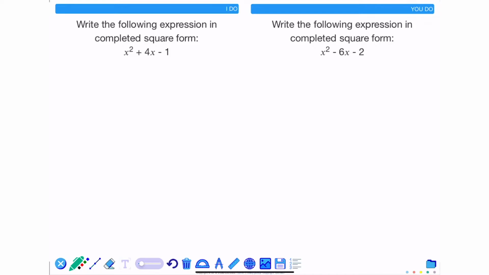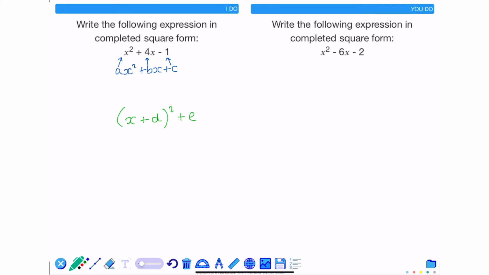In this video, we're going to be looking at how we can write an expression in the completed square form. A quadratic always comes in the form of ax squared plus bx plus c. So here we can see that a is 1 because I've got 1x squared, b is 4, and c is negative 1. The completed square form comes in the form of x plus d all squared plus e.